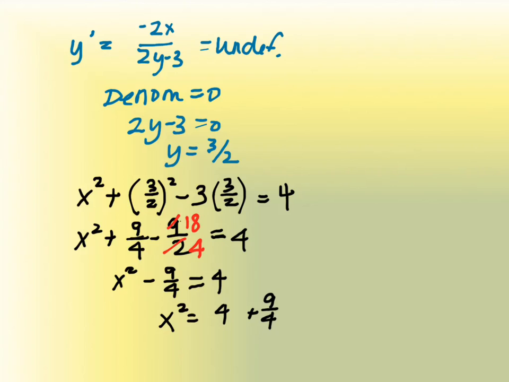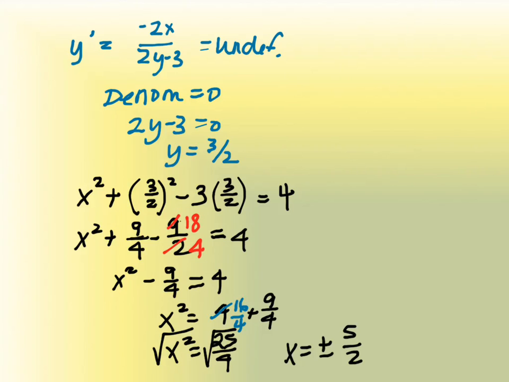How could I write 4 differently? 16 over 4, because it's equivalent to 4 over 1 to start with, right? If I add those together, what do I get? 25 over 4. And then what happens? Square root. So what does x equal? You guys caught it. Very good. Plus or minus 5/2, right? 2 answers for x.